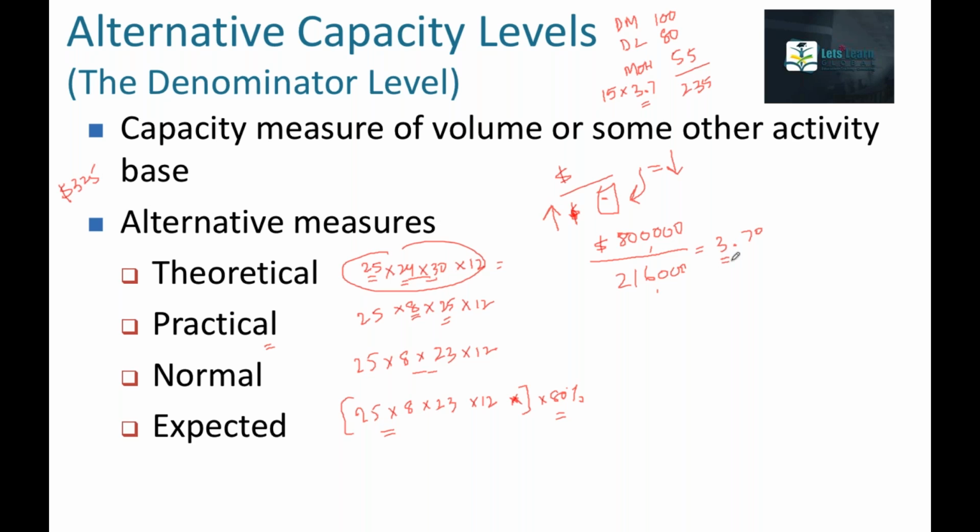But here this is calculated using theoretical capacity, which is not possible. So the product cost has become cheaper here, because it's only 55. Let me calculate here what happens.